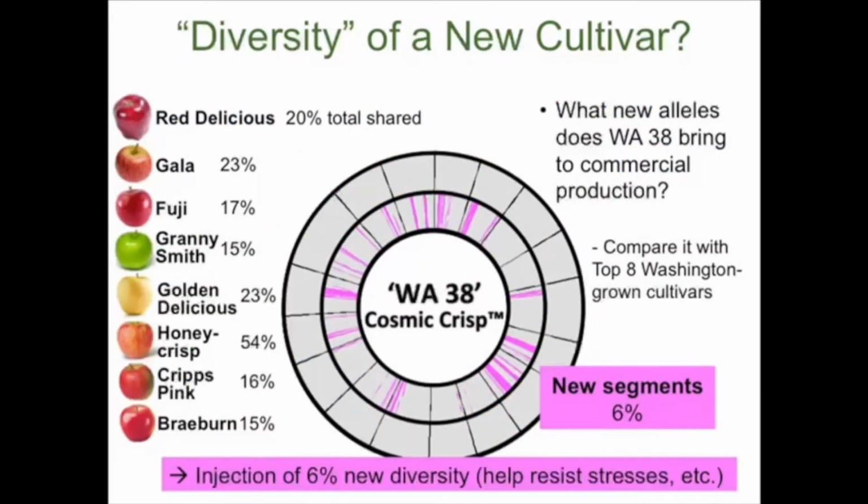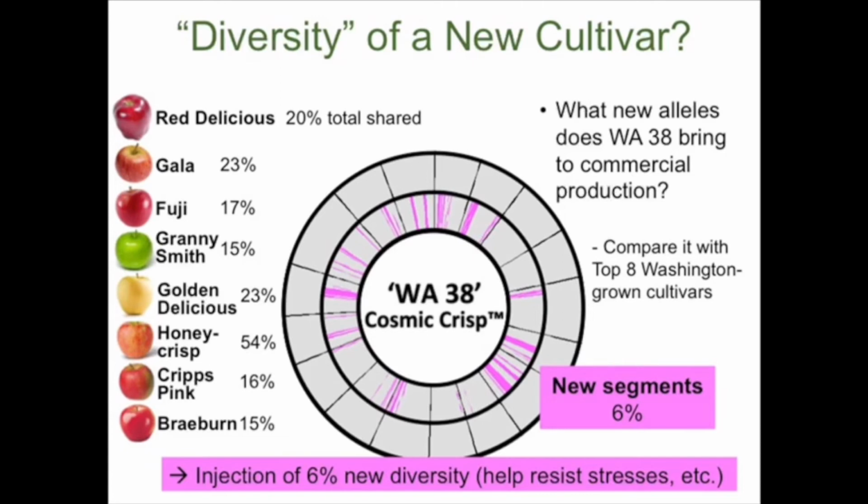We can look at the diversity of any cultivar, so we can look at what new alleles, what new genetic factors Cosmic Crisp brings to commercial production by comparing it with the top 8 Washington-grown cultivars here. So here's WA38 compared to Red Delicious, shares 20% of its genome. Let's go through each of these here, shares large amounts with all these other cultivars out there. Then we can do a subtractive analysis and say, well, what does it have that it doesn't share with any of those? And this is what it is.